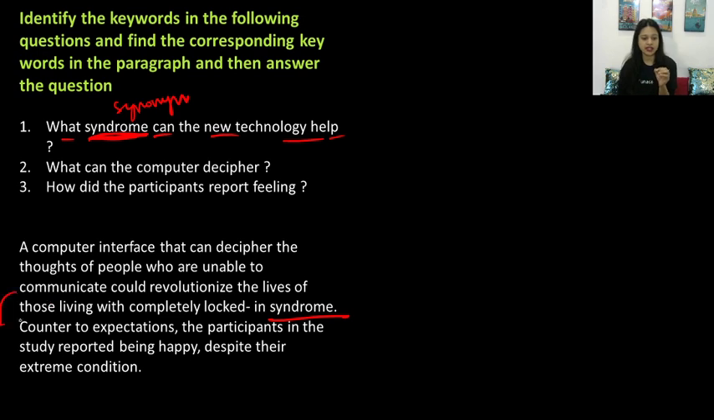Now I read this line carefully. Those living with completely locked in syndrome. Okay, so my answer is locked in syndrome. So that's how keywords help you with your answer, but of course you have to use them smartly. Don't be a fool, always going for the keyword and finding the answer. No, smartly. Sometimes there are synonyms and paraphrase. You have to pay attention to that as well.